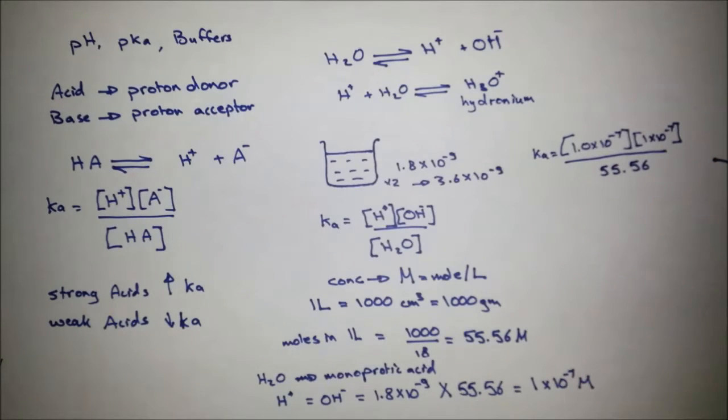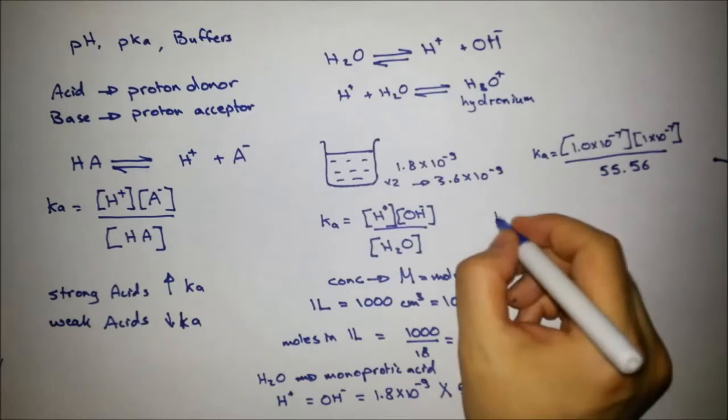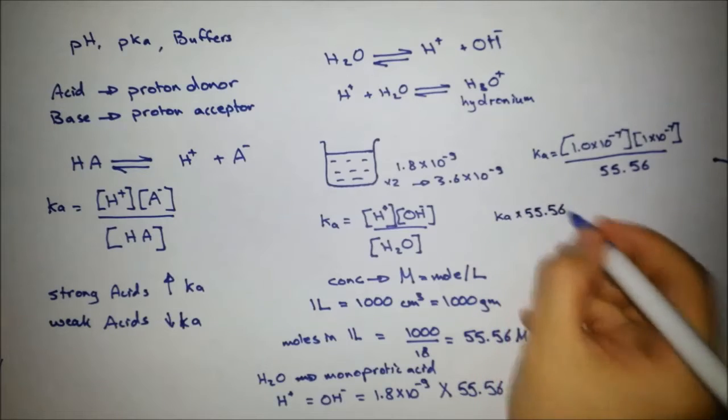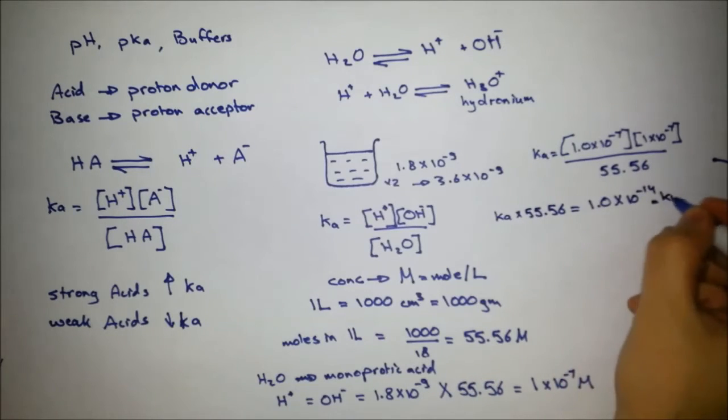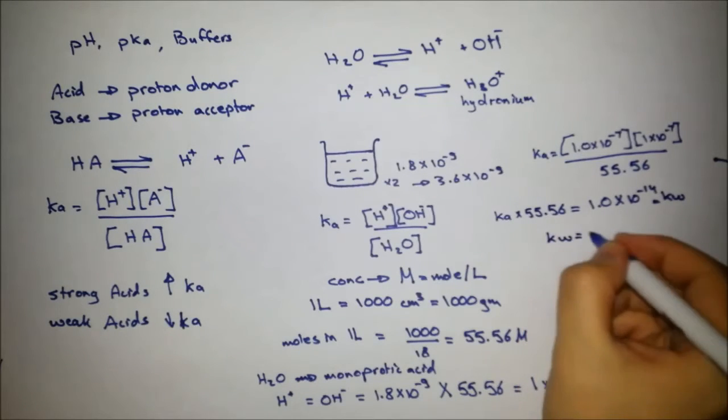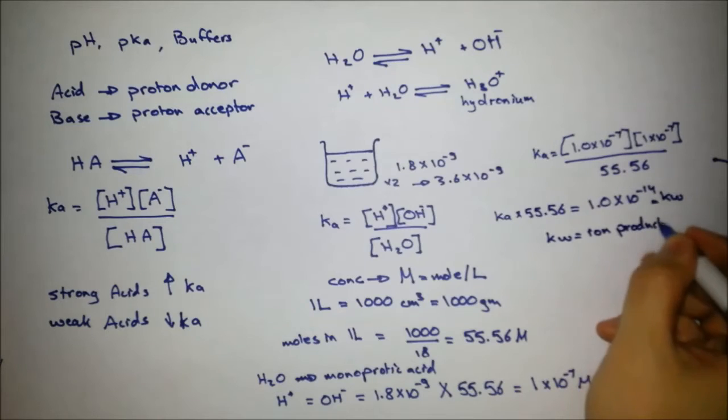55.56 molar is a huge number, so we can safely consider it a constant. And since K is also another constant, there is no meaning to having two constants in one single equation. So we'll multiply both sides by 55.56 and combine the two constants into a new one called Kw. Since Kw is equal to the multiplication of proton and hydroxide ion concentrations, it is called the ion product of water.